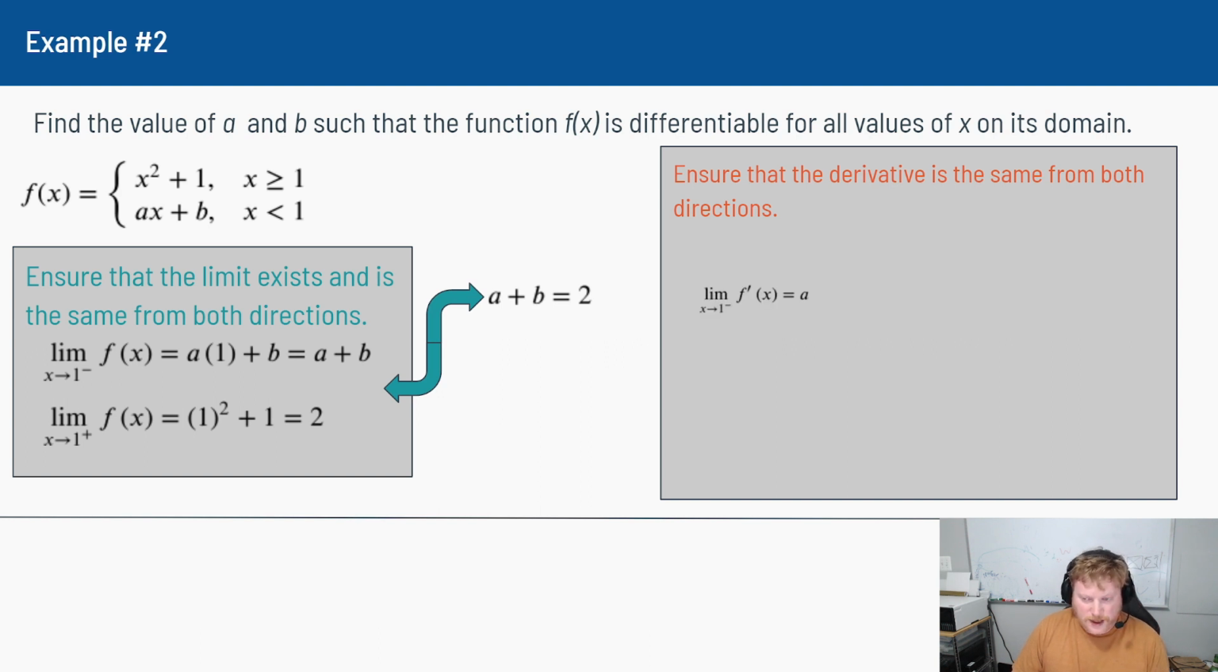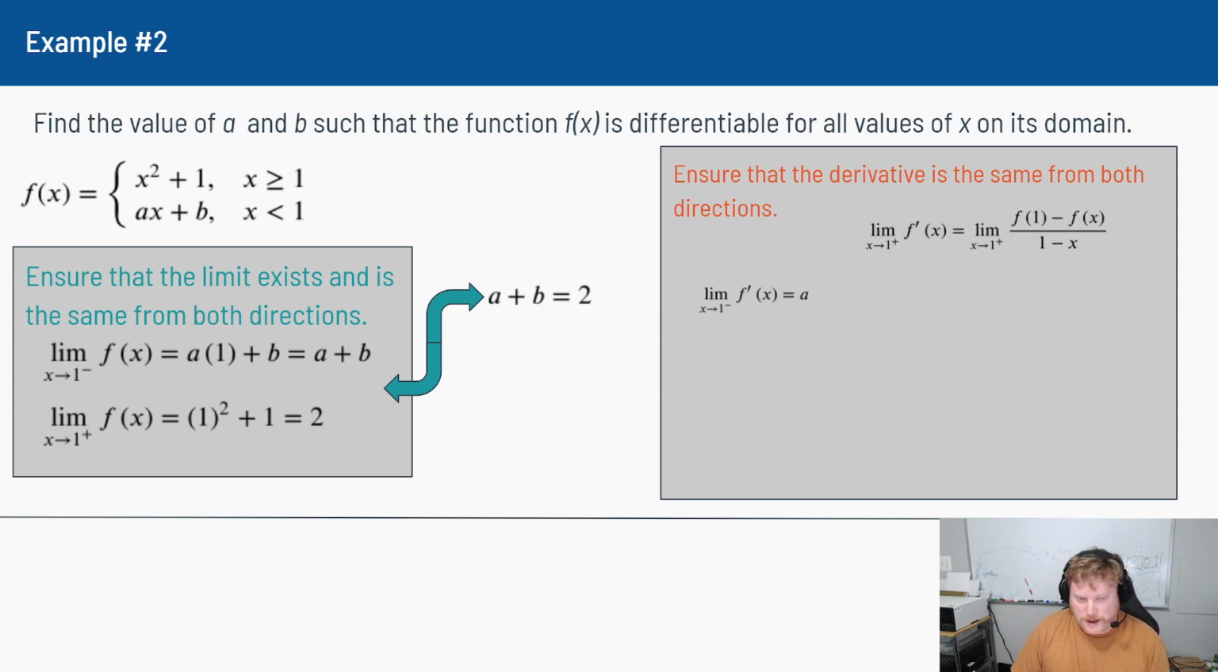So from the left, that's a fairly easy thing to consider because the bottom function is just a line that has a slope of a. So its derivative, without having to use the definition of derivative, is just the slope of the line, which in this case is whatever a is.